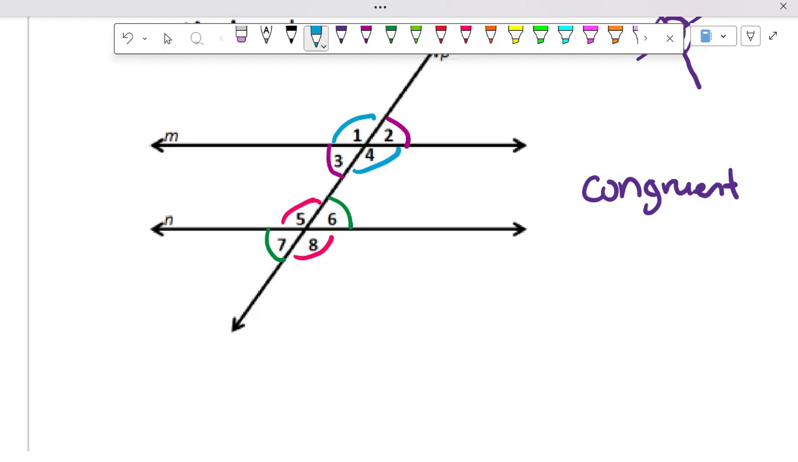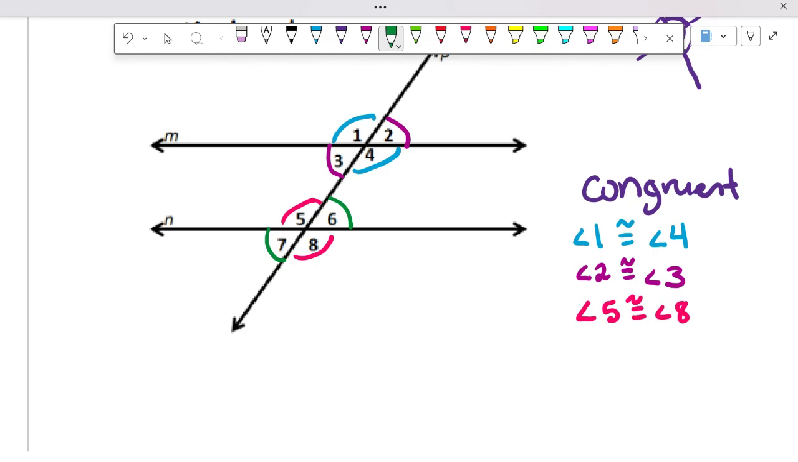So they're always congruent. So angle 1 is congruent to angle 4. Angle 2 is congruent to angle 3. Angle 5 is congruent to angle 8. And angle 6 is congruent to angle 7.